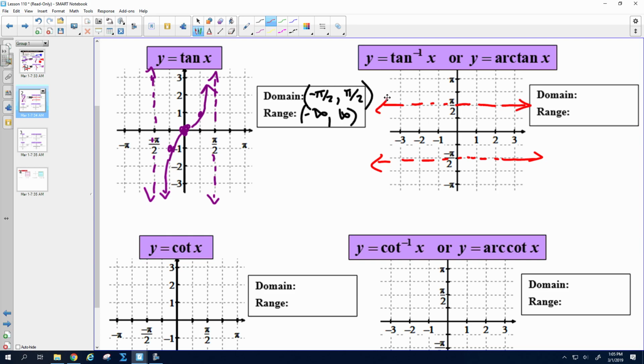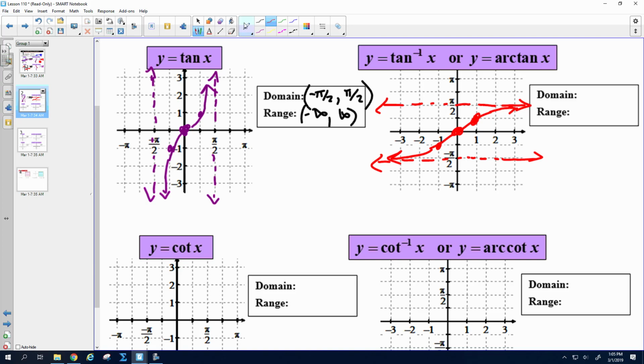And we can flip those points. This one in the middle is 0, 0, so I still have 0, 0. This point right here is pi over 4, comma 1. So when I flip it, it's 1, comma pi over 4. And this one's -pi over 4, -1. So now I go -1, pi over 4. And some of you may be able to just visualize this without plotting those points. Okay, but it looks like that.